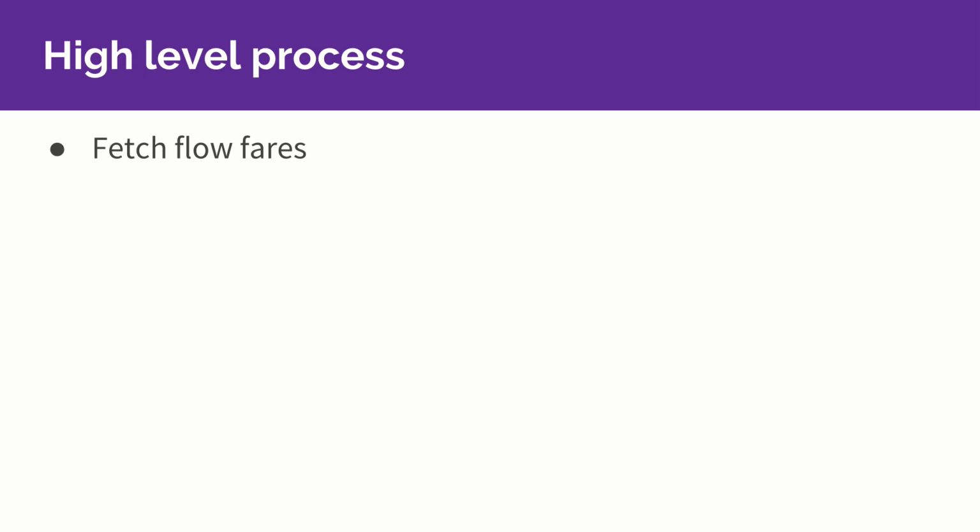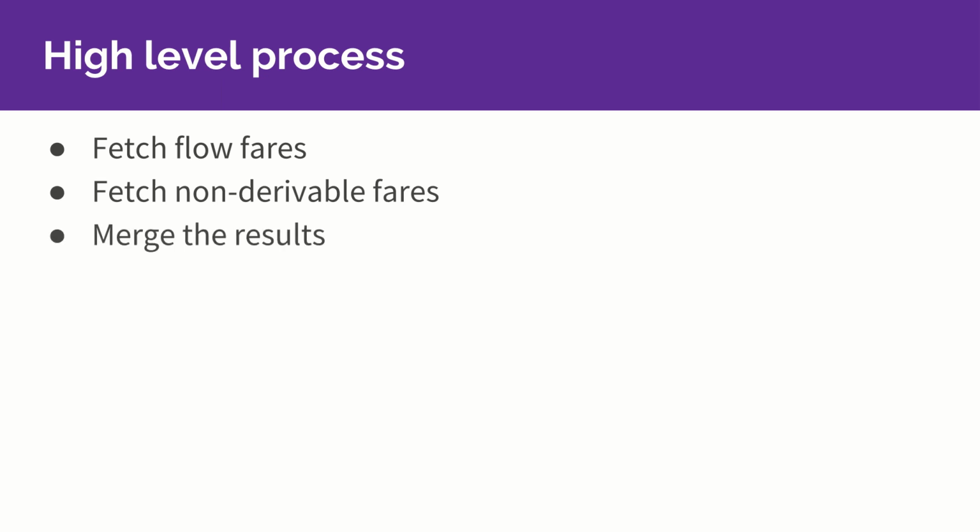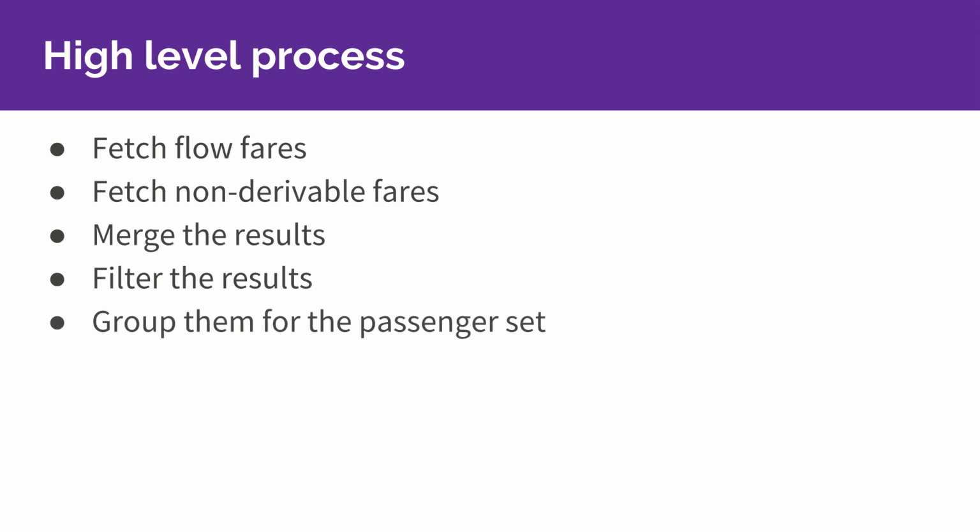Cool. So if we run through the high-level process, the first thing we want to do is fetch the flow fares, and I'll talk through what a flow fare is later. Then we fetch the non-derivable fares. We merge the two result sets together, then we filter the results, and then we group them together for the passenger set. And so that's really it. And when you look through the code, you'll probably see that it's fairly representative of that high-level process.